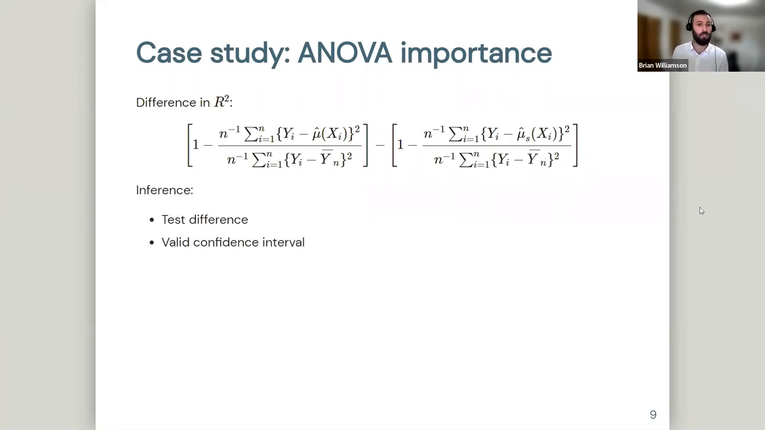And I can do inference on this. This has been well studied. I can do inference by testing the difference in R squared, seeing if it's different from zero. And I can get a valid confidence interval for this difference in R squareds as well. And so inference in this case is straightforward.